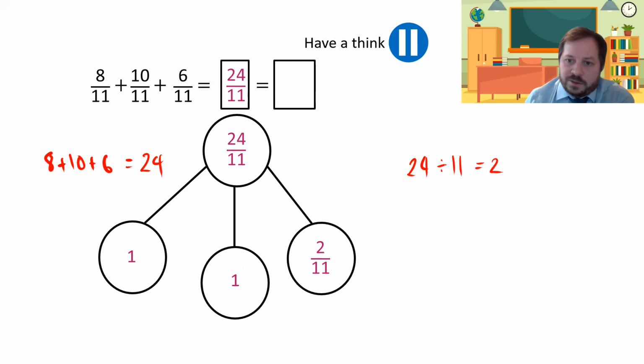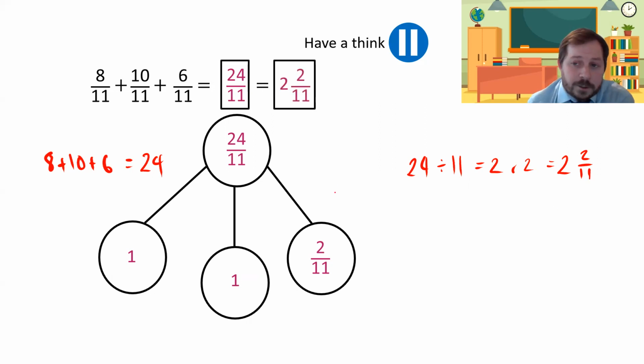That gets me to 22. I have 2 left. That's the same as saying 2 remainder of 11. 2 of 11, 2 11ths. And yes, you could draw out a diagram to show the same thing. So our answer as a mixed number is 2 and 2 11ths.